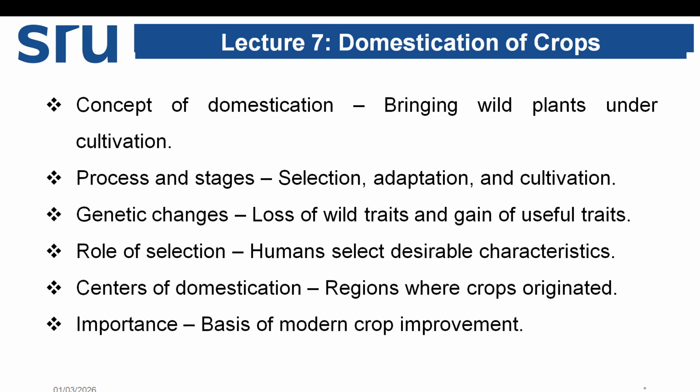Then the next point is the role of selection. With all this, a breeder or a human can select the desirable characteristics. Then we will see different centers of domestication, that is, regions where crops originated. Then what is the importance of domestication of crops in crop improvement? All these things we will see in lecture number 7.